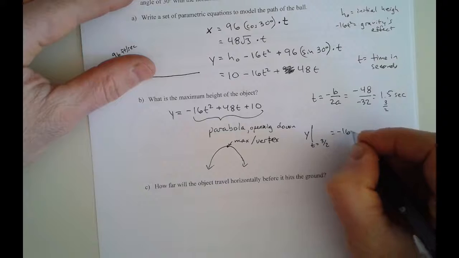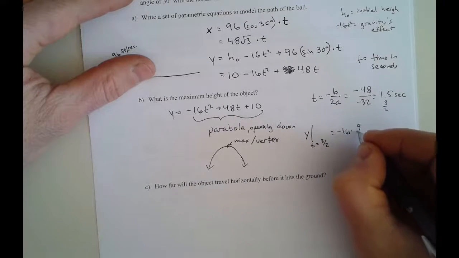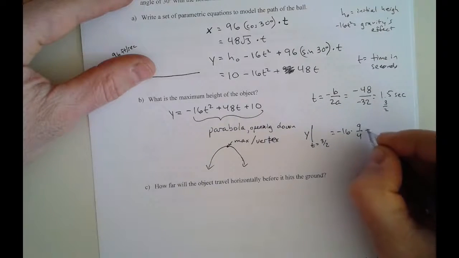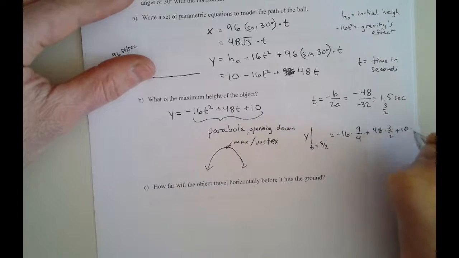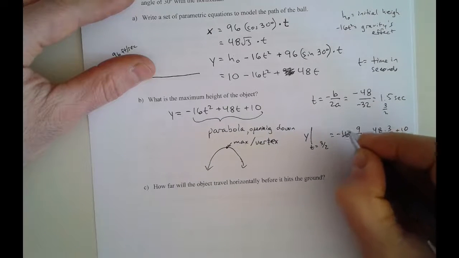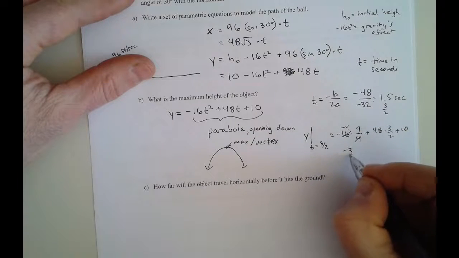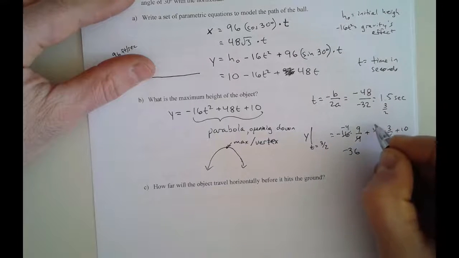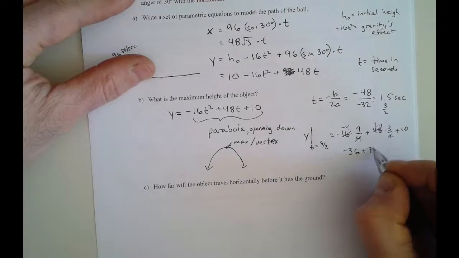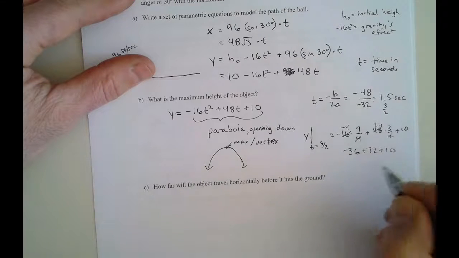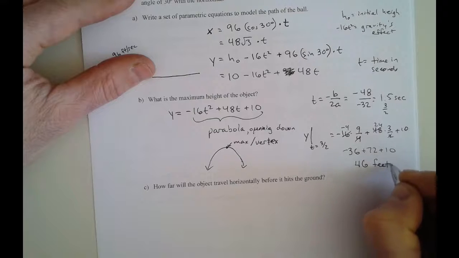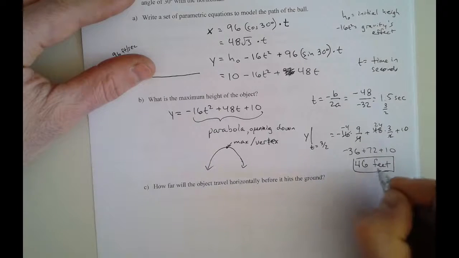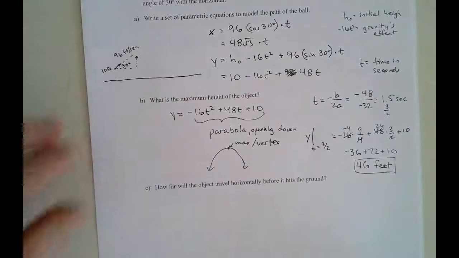And so I got negative 16 times 3/2 squared, which is 9/4, plus 48 times 3/2 plus 10. Hey, these are working out really well. So I have negative 36 plus 72 plus 10, 46 feet. There's my maximum height. Okay, as we deal with this problem.